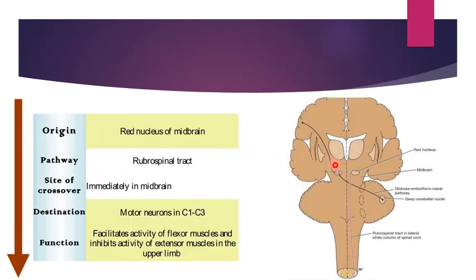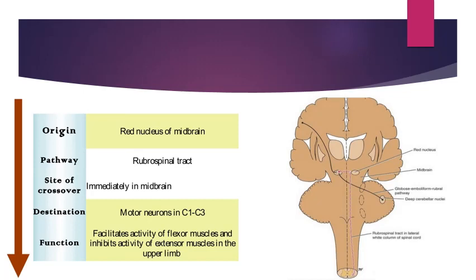Here in this diagram you can see the fibers of the rubrospinal tract arise from the red nucleus, which is present in the midbrain, and these fibers cross to the opposite side immediately at the level of the nucleus, and they descend as the rubrospinal tract to reach the white column of the spinal cord. After that, they terminate by synapsing with the internuncial neurons and motor neurons present in the anterior gray column of the spinal cord.